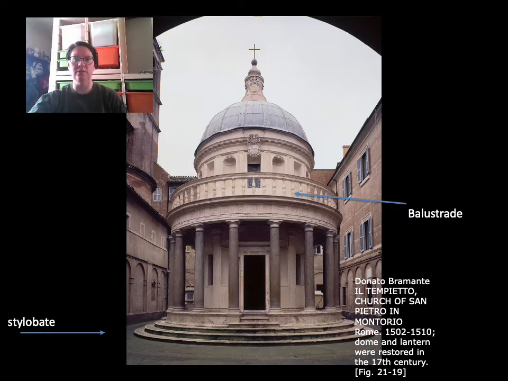This particular work of art has many different elements of classical antiquity. For example, here you see the stylobate at the stairs, right here. The stylobate itself is one that you can enter the temple from any side. That's a classical Greek ideal. The balustrade is right here. It goes completely around the Tempietto, and then you see the colonnade that goes completely around the building as well.